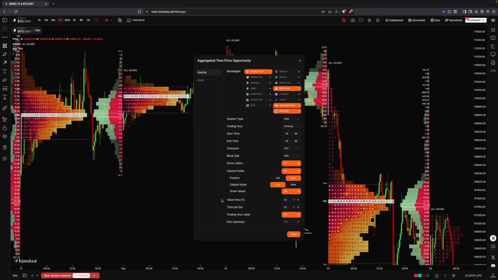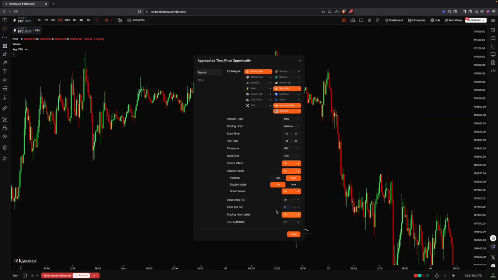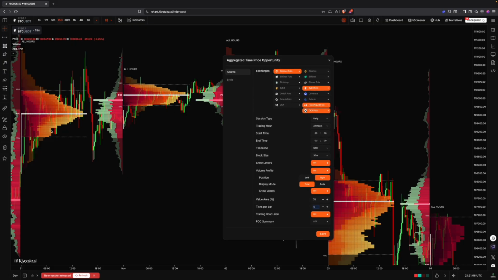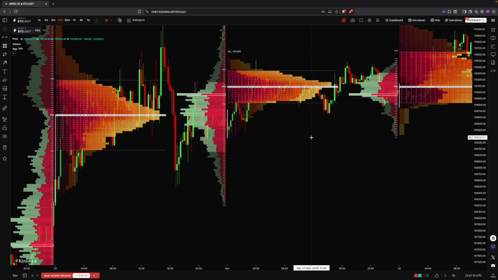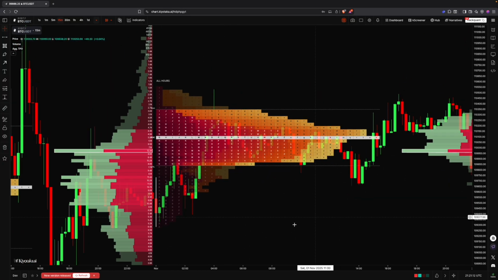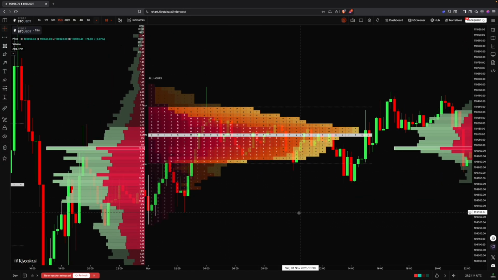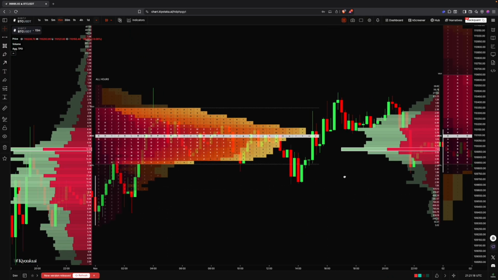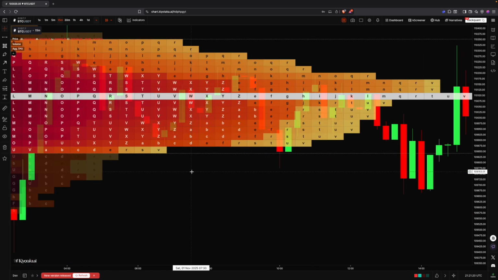Ticks per bar. This will determine the height of your TPO blocks. By default, it's set to 15, but if you want to get a more granular look at the market, if I bring it down here to 5, you'll see that each block is a lot shorter in height. And this will basically give you a finer look at the distribution of price throughout the session. It's especially useful for lower time frame traders, scalpers, intraday moves.